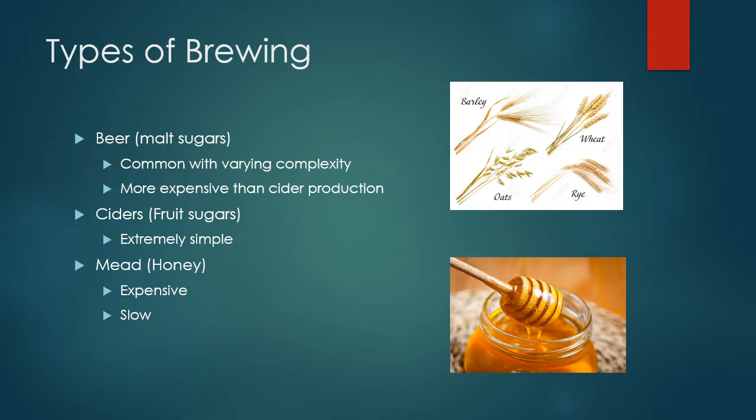There's malt sugars, which come from wheat, barley, oats, and rye, which are very common but have varying complexity in how to make them into ethanol. They're also more expensive than cider production given this extra complexity. Ciders, on the other hand, are extremely simple and very easy to convert into ethanol.